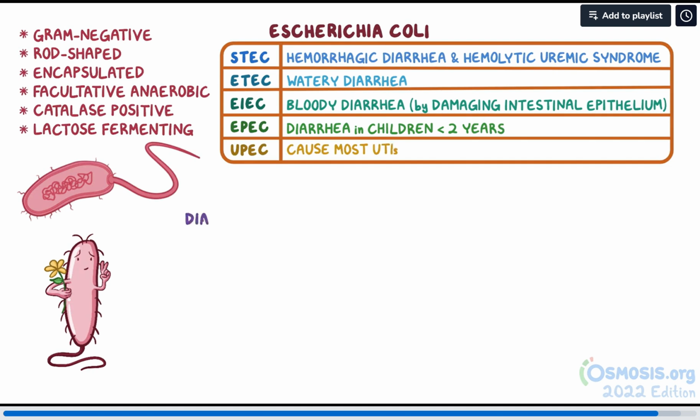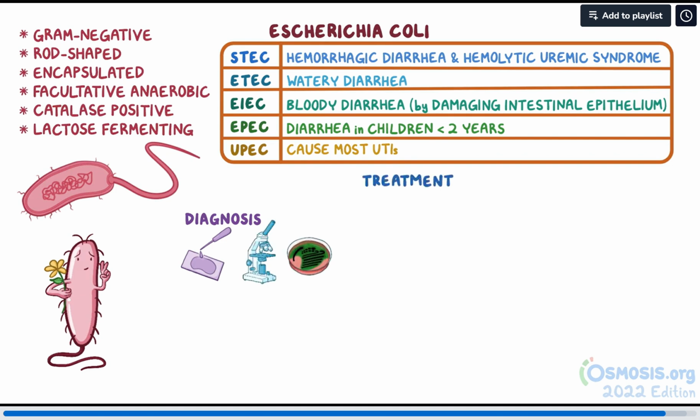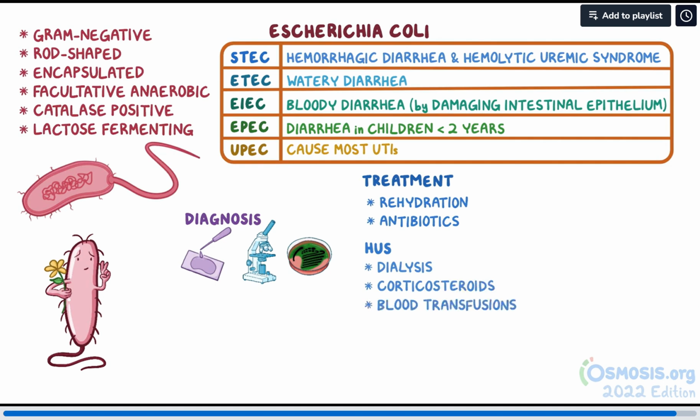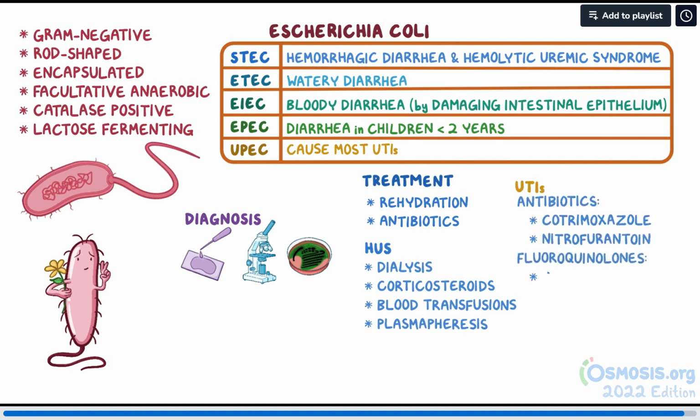E. coli is usually diagnosed using a gram stain and a microscopic examination, followed by a bacteria culture. Treatment of diarrhea consists of supportive measures like rehydration, and sometimes antibiotics are used. Hemolytic uremic syndrome may require complex treatment measures like dialysis, corticosteroids, blood transfusions, and plasmapheresis. UTIs are treated with antibiotics such as cotrimoxazole, nitrofurantoin, or fluoroquinolones like ciprofloxacin.